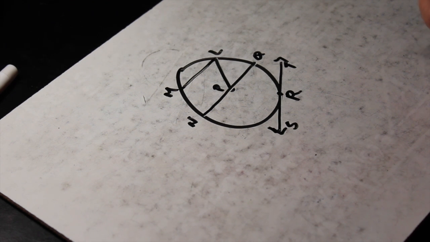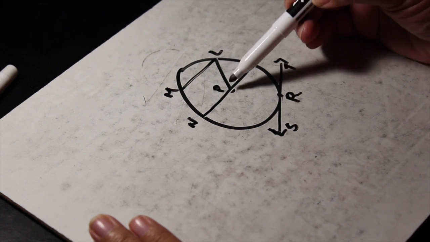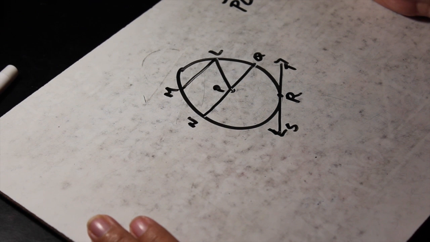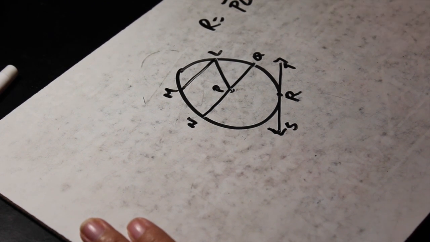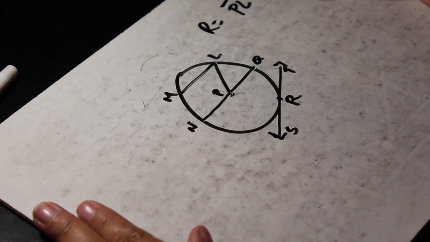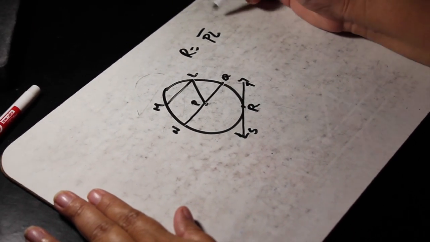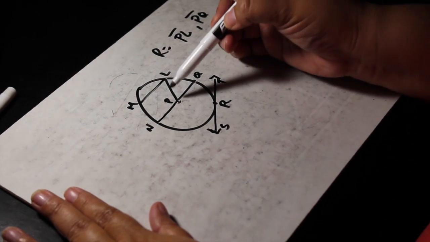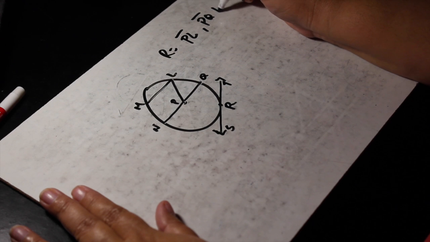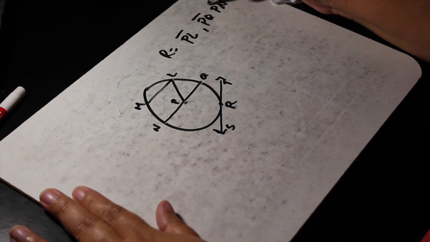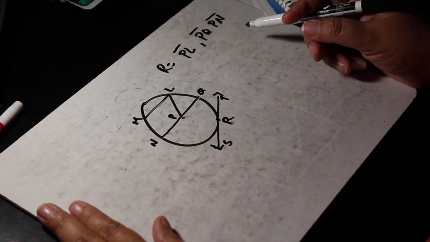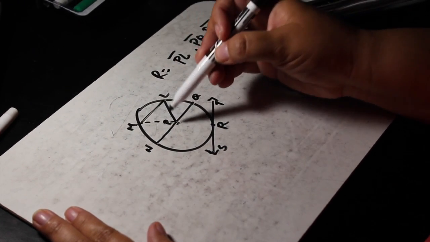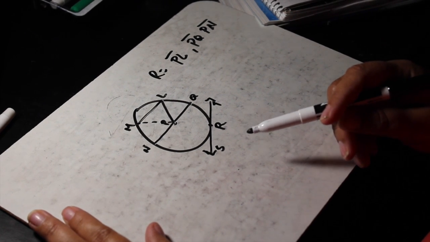We could say that 3 radii would be PL. So segment PL is a radius. What about PQ? PQ is a radius, and PN is also a radius. If there was a line that went this way, then PM would also be a radius.